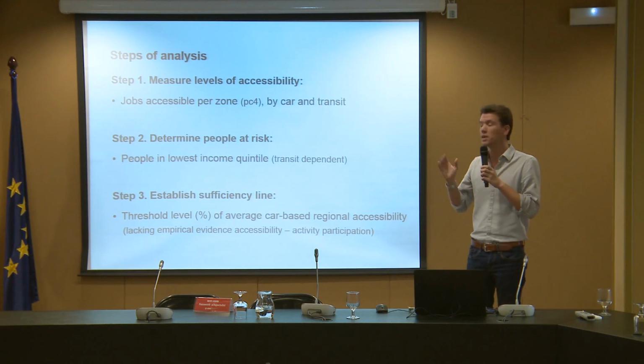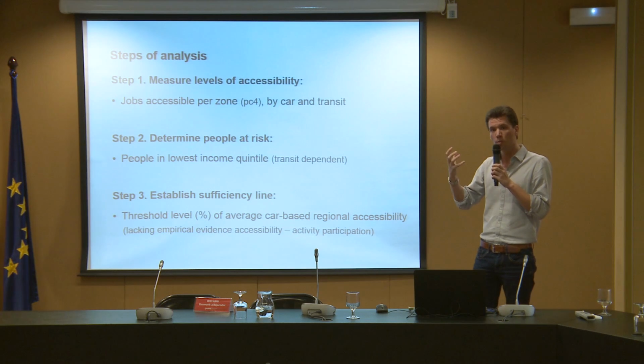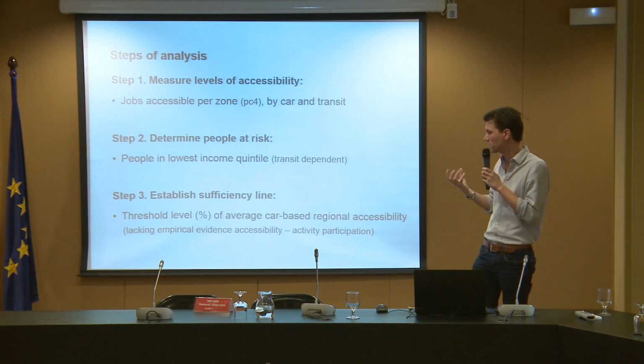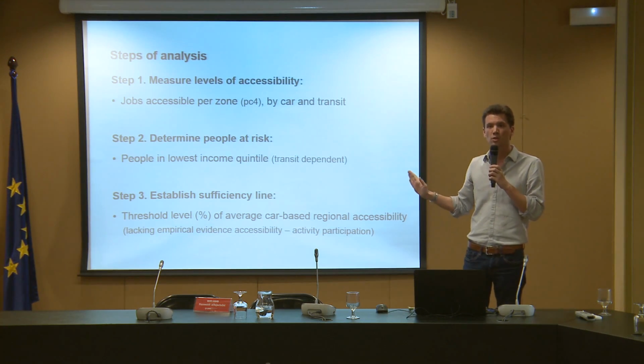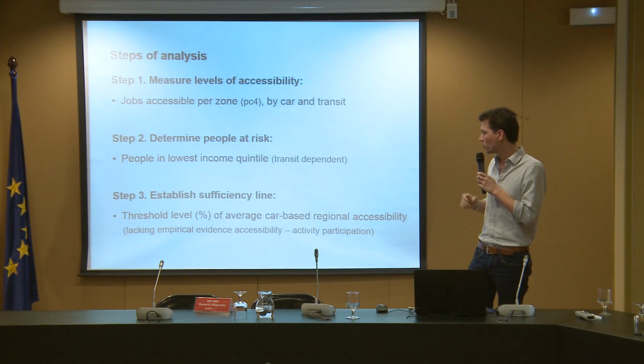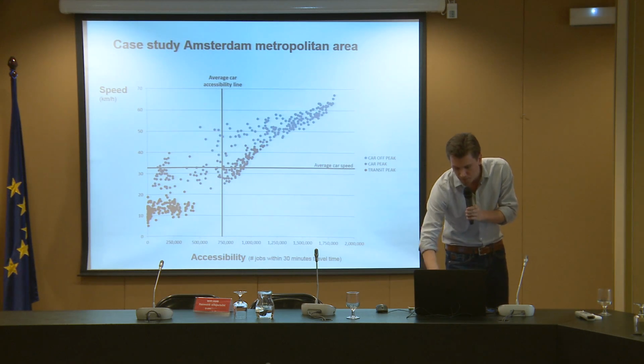And the third step is establishing the sufficiency line. This is the number of jobs that are necessary to be able to access them. And therefore we use a certain threshold of average car-based accessibility in the region, simply because we lack an empirical relationship between levels of accessibility and activity participation.